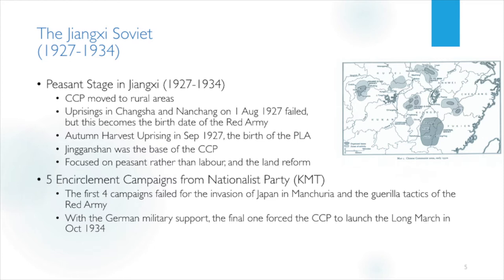So this is the base of the Chinese Communist Party at that time. Anyone know what they did at that time when they established the Jiangxi Soviets? How would they call this the Jiangxi Soviets? Jiangxi is the name of the province. But when you say this is Jiangxi Soviet, it means that this is not owned by the Nationalist Party anymore. So they did something different from the Nationalist Party.